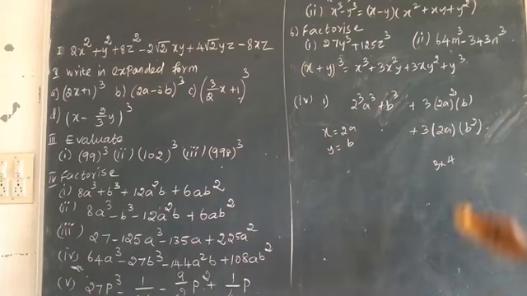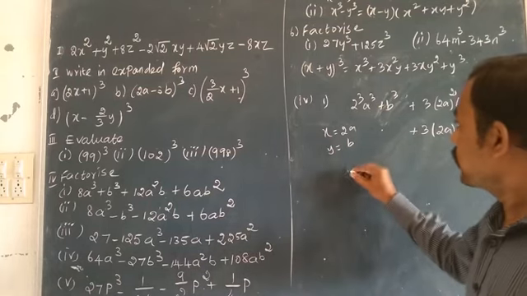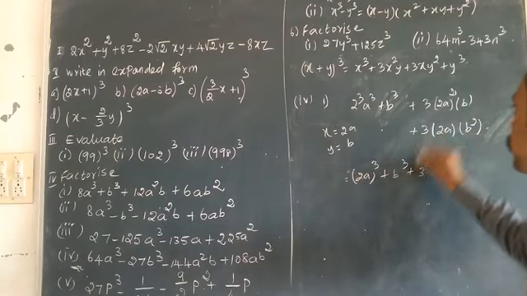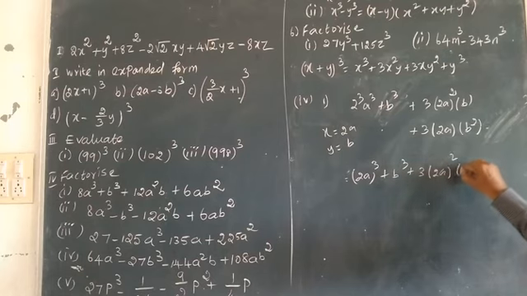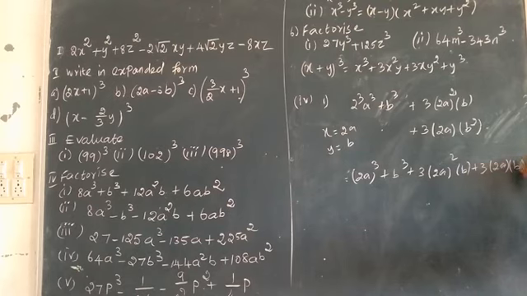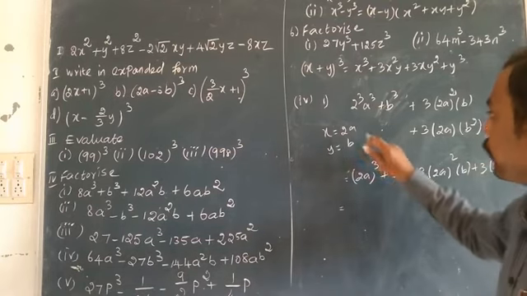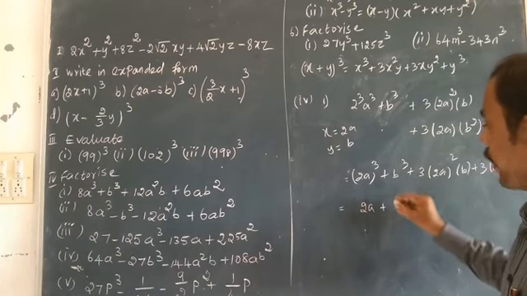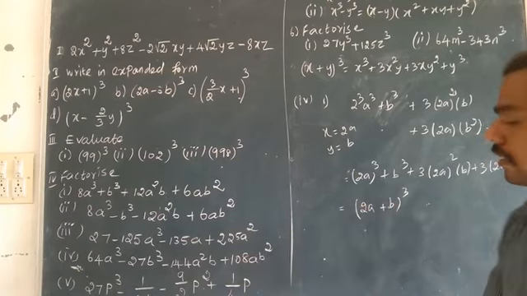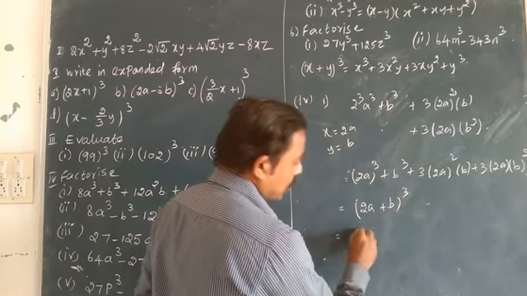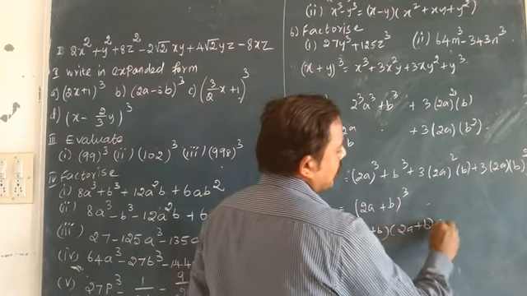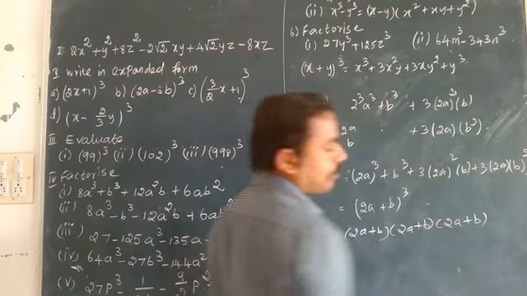So you can write it directly: this one is (2a) whole power 3 plus b power 3 plus 3 into (2a) whole squared into b plus 3 into 2a into b square. So you can write in the place of x 2a, in the place of y b, the whole power 3. So the factorization is actually (2a plus b) into (2a plus b) into (2a plus b), this is our answer.